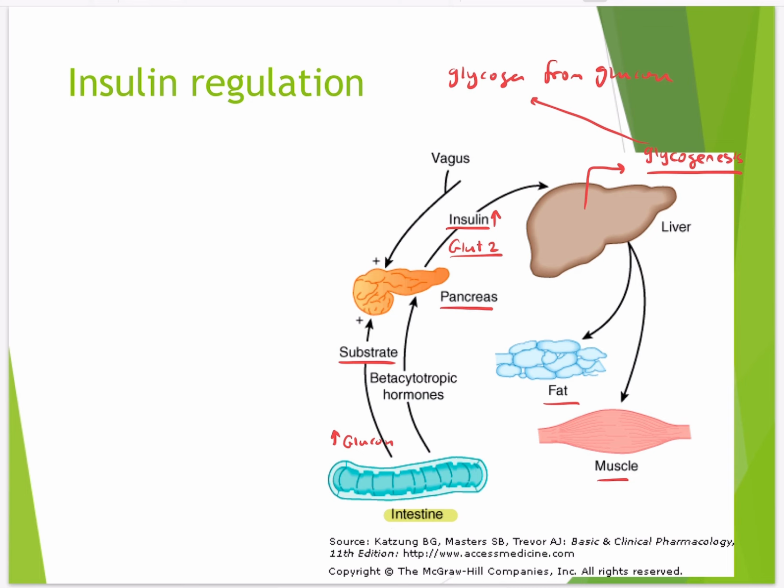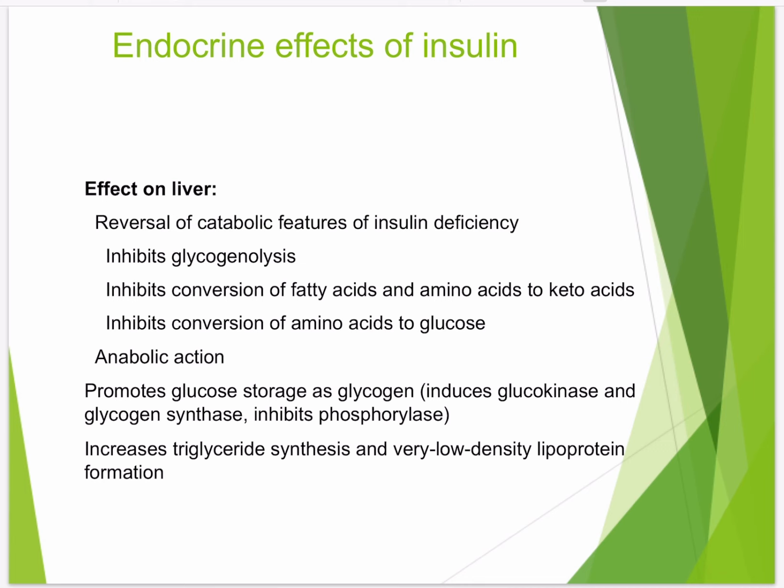Now we go to the next step: what happens if insulin is not working, which is diabetes mellitus. For this mechanism, I start by explaining insulin in the liver. As I mentioned, it starts glycogenesis, and it also inhibits glycogenolysis, the mechanism by which glycogen is converted to glucose. This mechanism will be stopped.